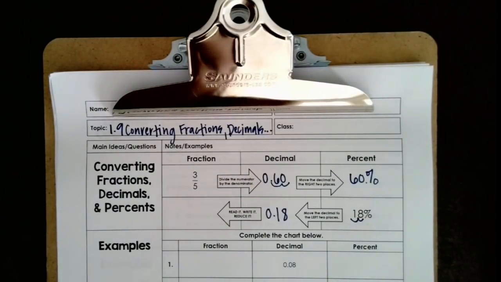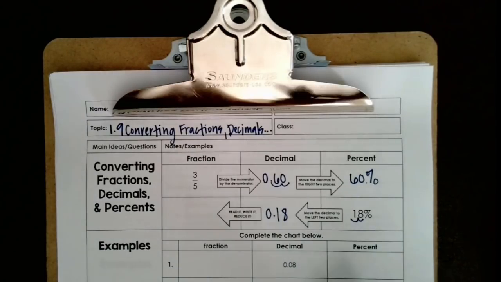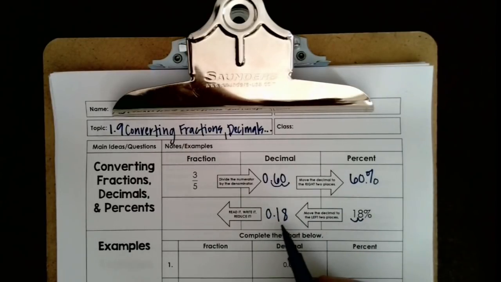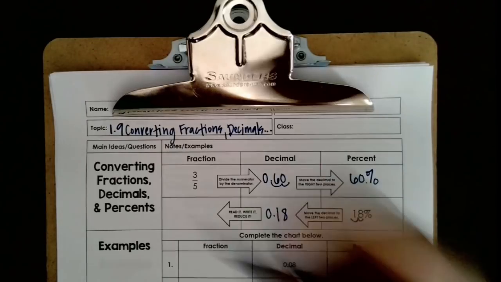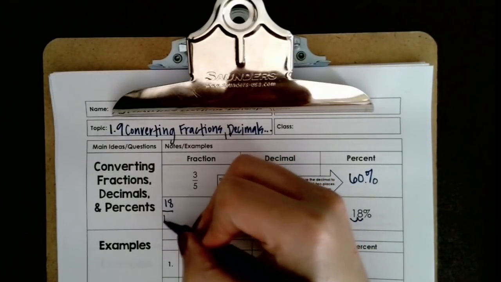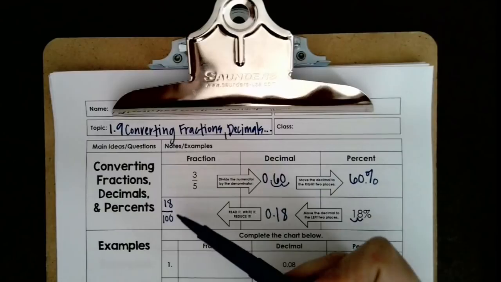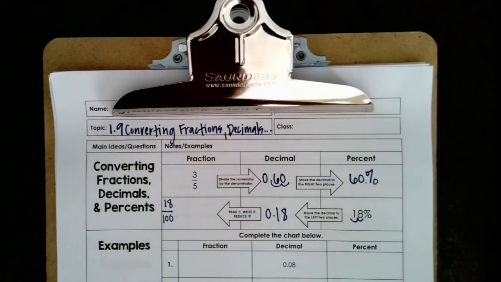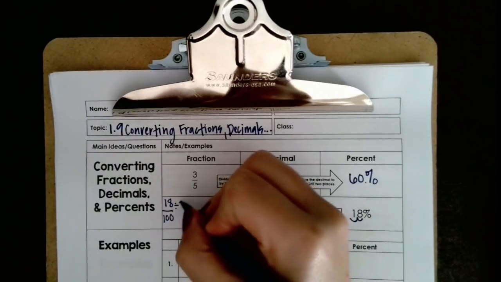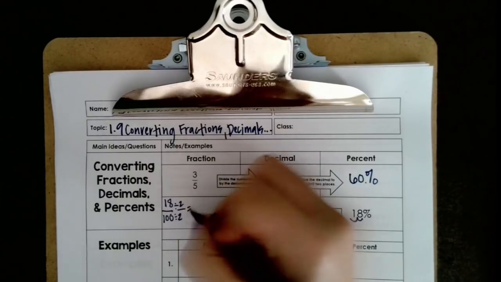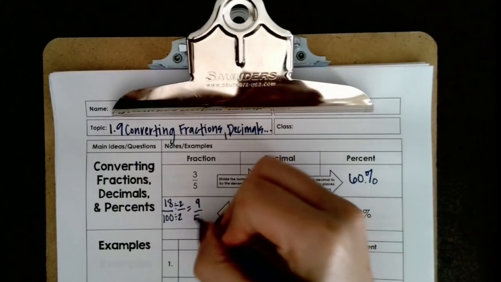Now, this part gets a little more complicated. In order to turn this decimal into a fraction, the easiest way is to read it, write it, and then reduce it. Reduce it means simplify. What this decimal says is 18/100ths, and that would be written as 18/100. Now, I know that this isn't simplified. In order to simplify this, I'm going to have to divide both the numerator and the denominator by 2. When I do that, I get 9/50.